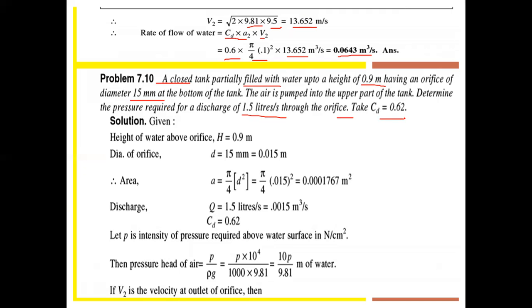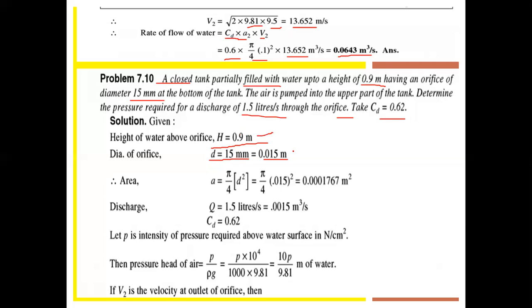Okay, now write the given data. The height of water h is equal to 0.9 meter. Orifice diameter D is equal to 15 mm, that is 0.015 meter. Now the air is pumped into the upper part of the tank. So find out the pressure required for a discharge of 1.5 liters per second through the orifice. What is the pressure here? Q, the discharge, is equal to 1.5 liters per second.